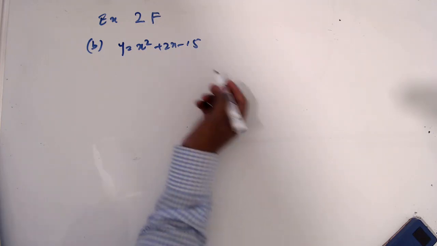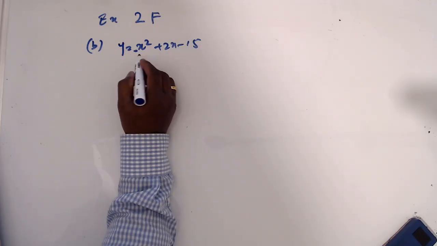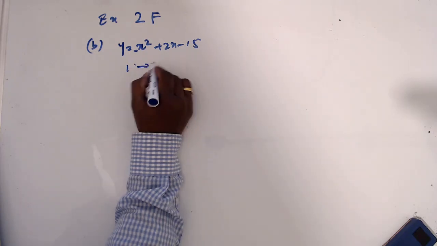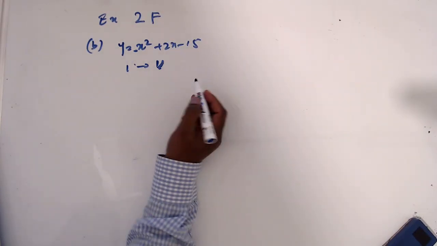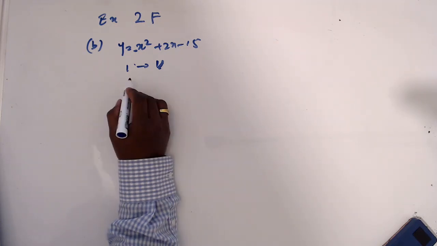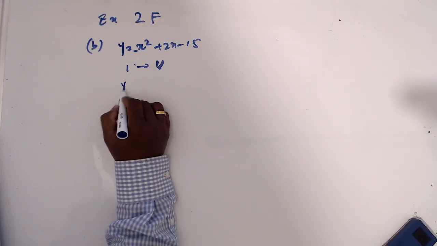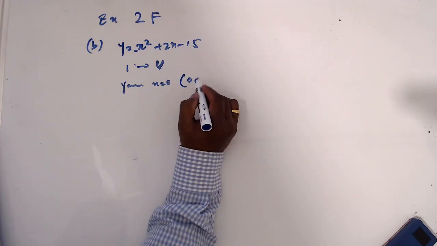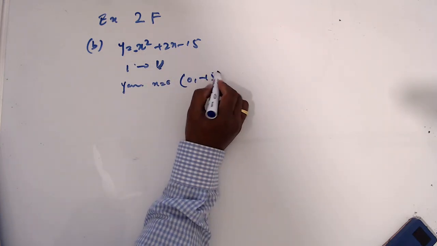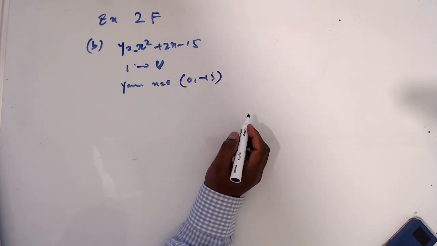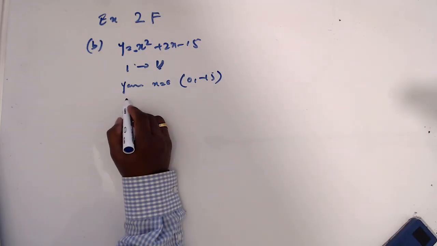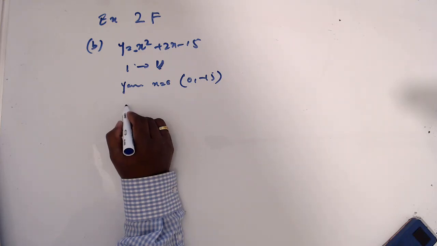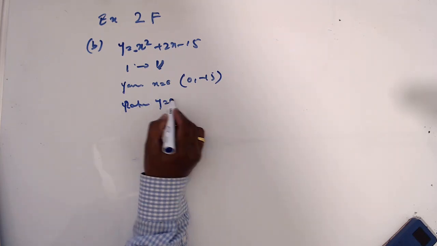Part B, the coefficient is 1, so it has a minimum, and it crosses the y-axis when x equals 0. So when x equals 0, y is minus 15. And roots, y equals 0. Roots, y equals 0.